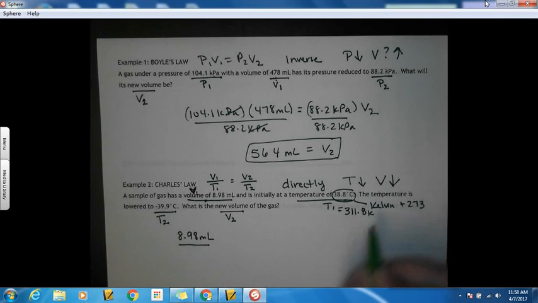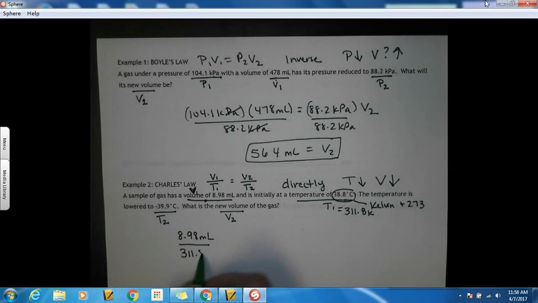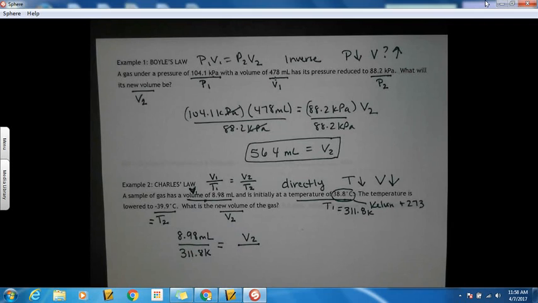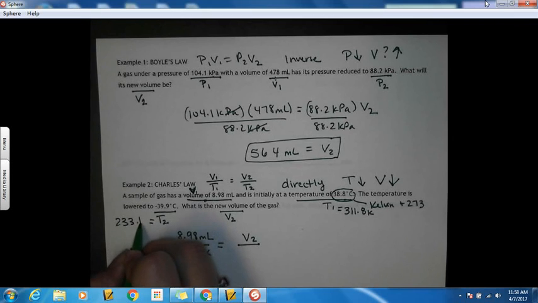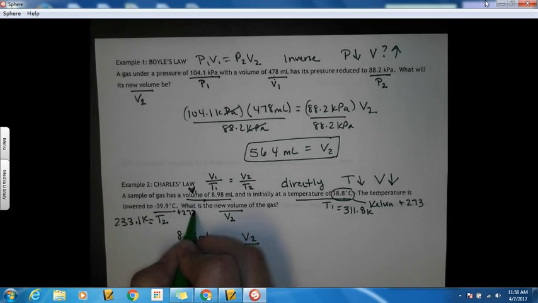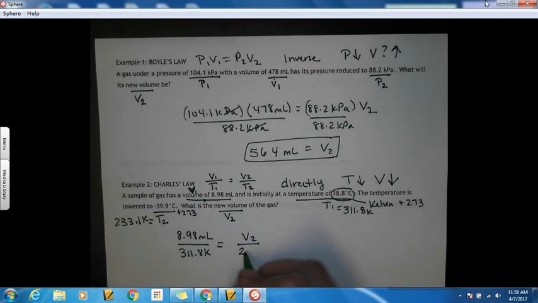311.8 Kelvin. So 311.8 Kelvin we'll plug in here. And that's equal to V2, which we don't know, over T2, which must also be in Kelvin. Right, so we're going to add 273 to that. So negative 39.9 plus 273 gives us 233.1 Kelvin. And again, we just added 273 to that. So we plug that in, 233.1 Kelvin.